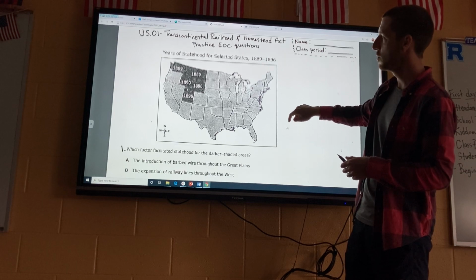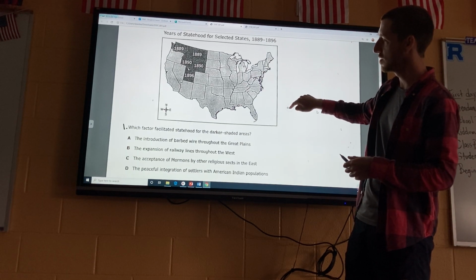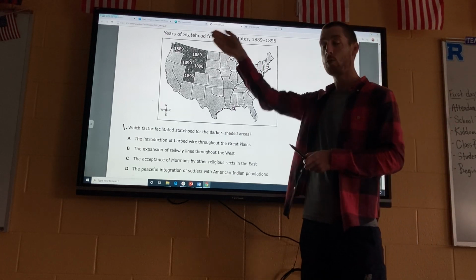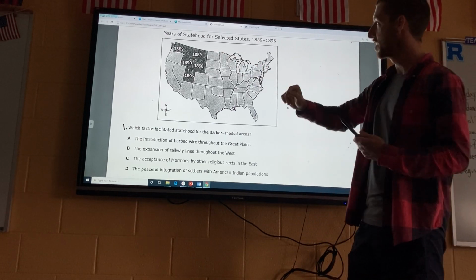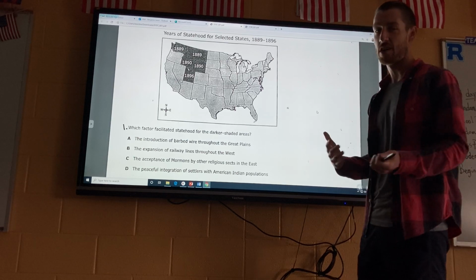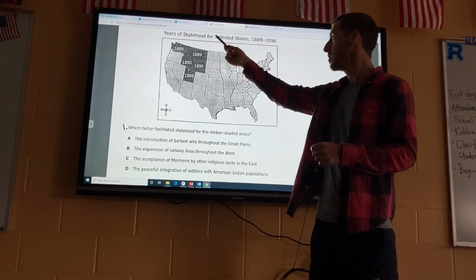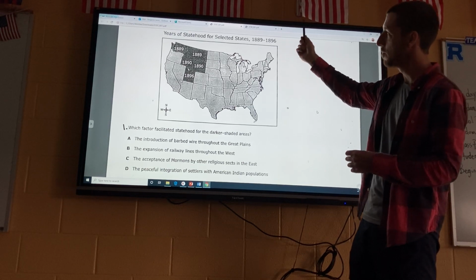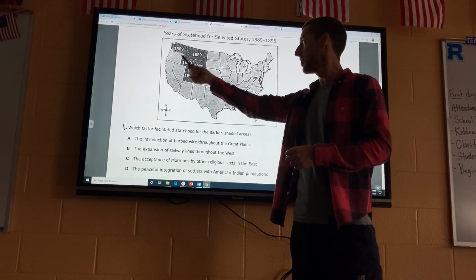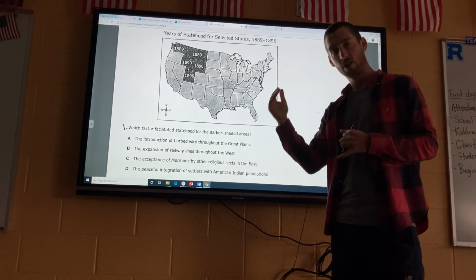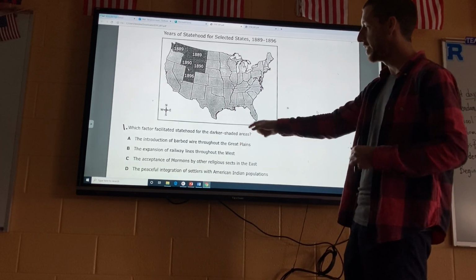All right, so let me zoom up here, scoot up, and that way we'll see. Cool. So what we're looking at here, the map is called, and you always need to look at the title of whatever it is, because the title can sometimes give away a lot of information. Years of statehood for selected states. Okay, so we're looking at these states right here, because they have the years on them.